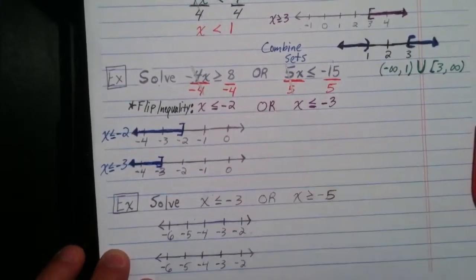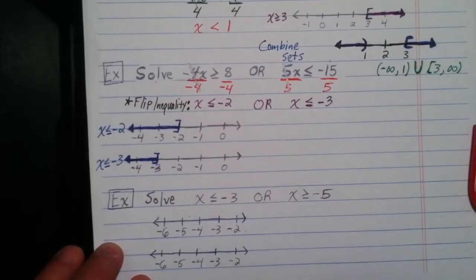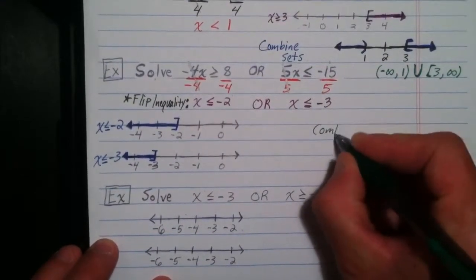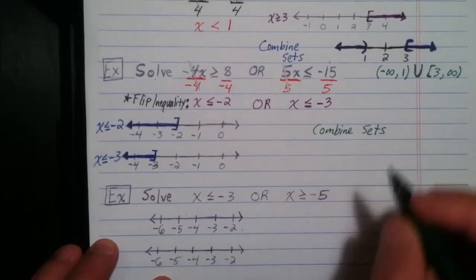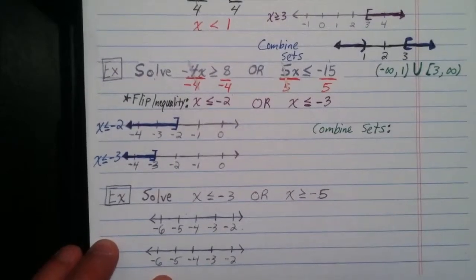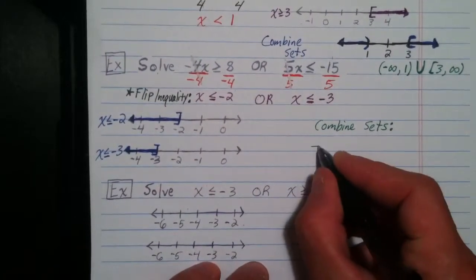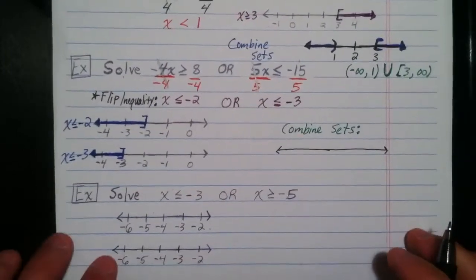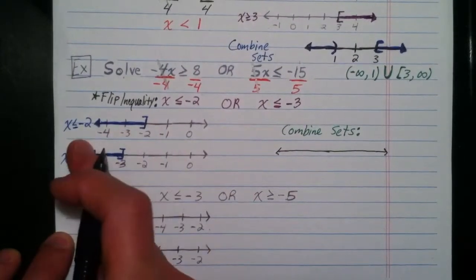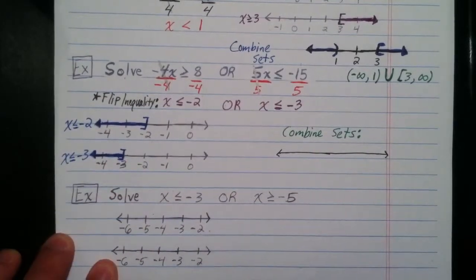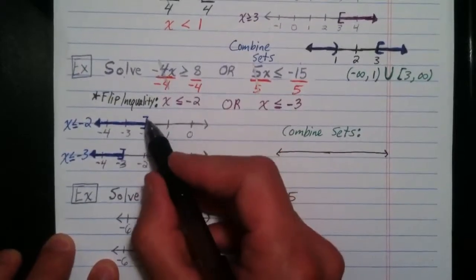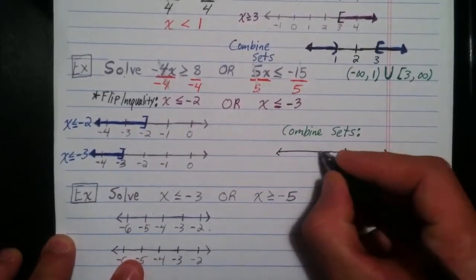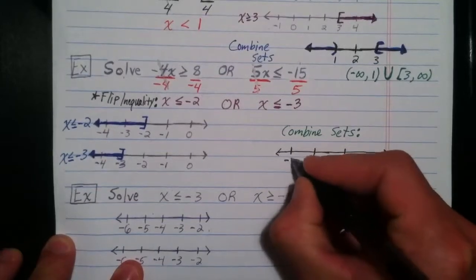Remember, we have that OR situation, so we don't have to see what's in common, but rather we're saying what do we get if we were to combine the two sets. So if we were to combine the two graphs that we have from negative 2 onto the left and from negative 3 onto the left, putting those two together into one graph, we would take everything from negative 2 onto the left. So really all we need on our graph is maybe negative 2, negative 3, negative 4.